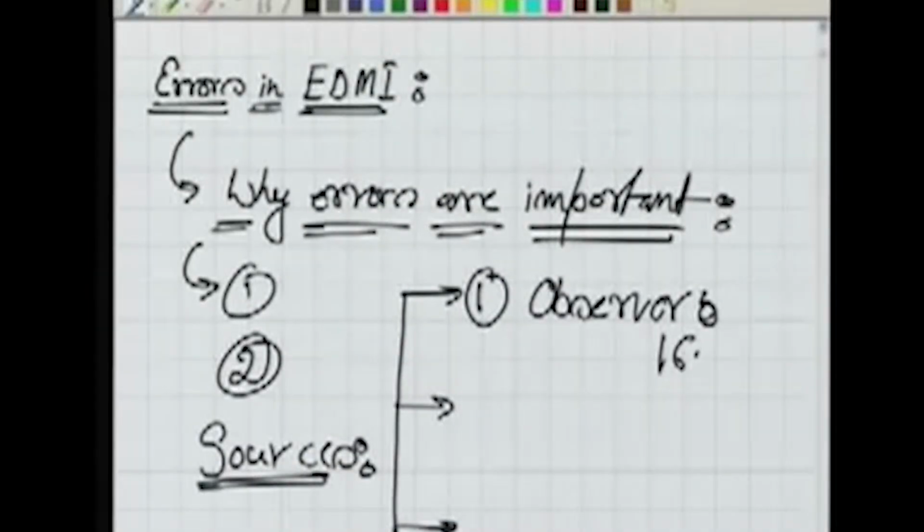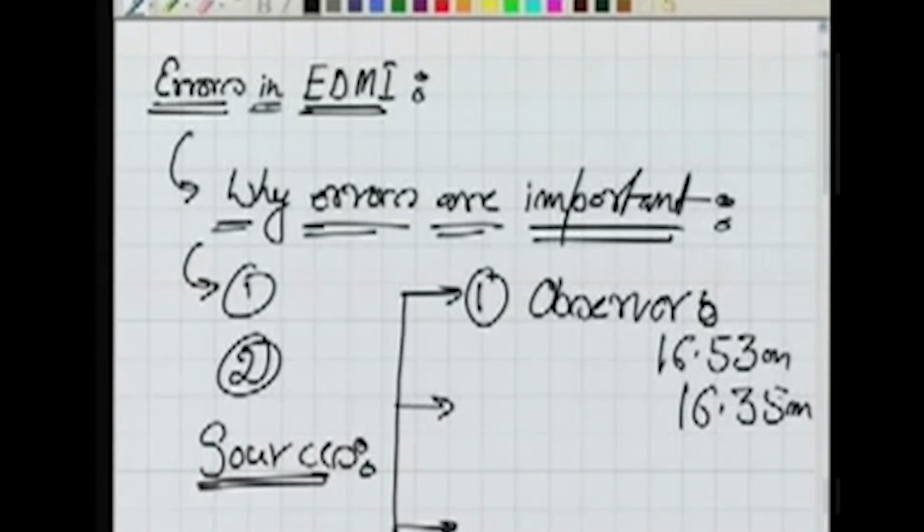Or maybe a distance which is given by the EDMI is, let us say, 16.53 meter. But the observer writes it as 16.35. That's an error because of the observer, the surveyor. Then the second category, that is about the instrument.